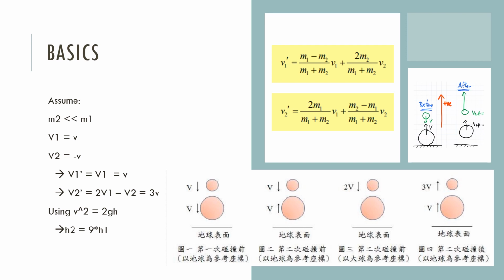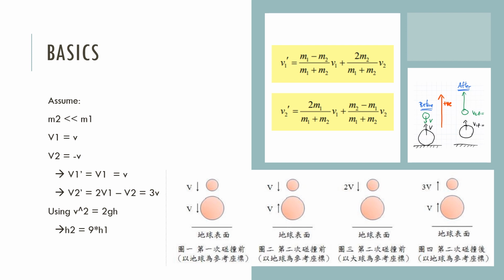As for the math part, we'll have to recall what we learned in senior high school when we derive the two equations of final velocity for the respective two balls in an elastic collision, using conservation of momentum and conservation of kinetic energy. I put the two equations in the yellow box on the right top side.